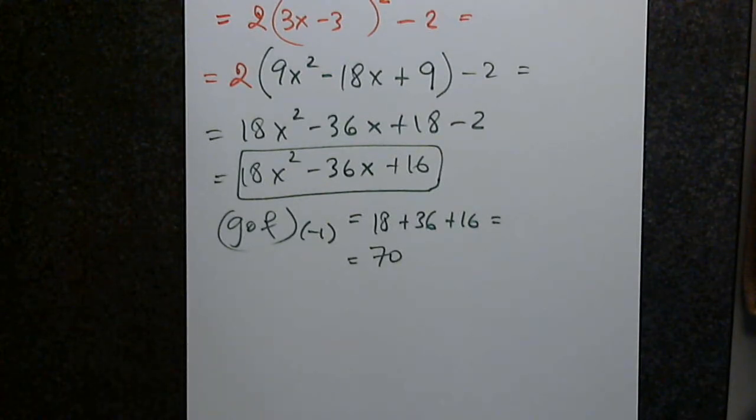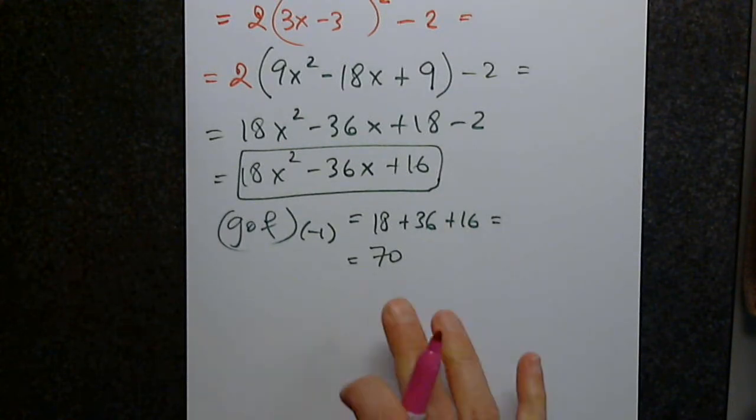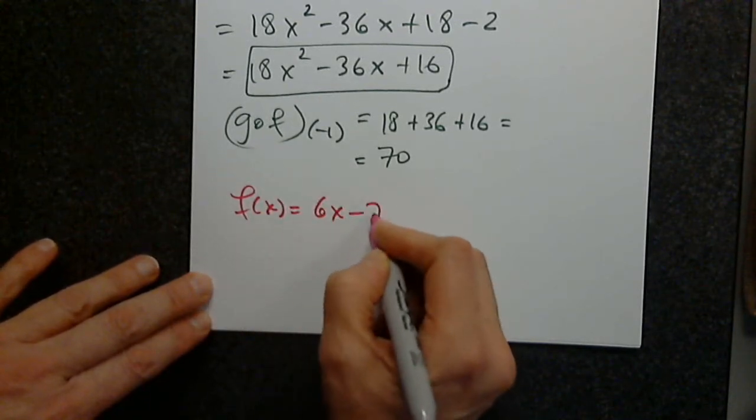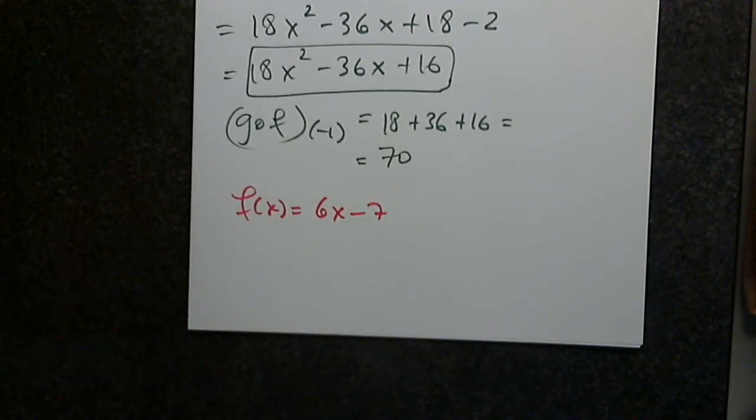Can we do number 10? Let's look at number 10. In number 10, we are given f of x, which is 6x minus 7. We're asked to find the inverse and graph both on the same coordinate system.